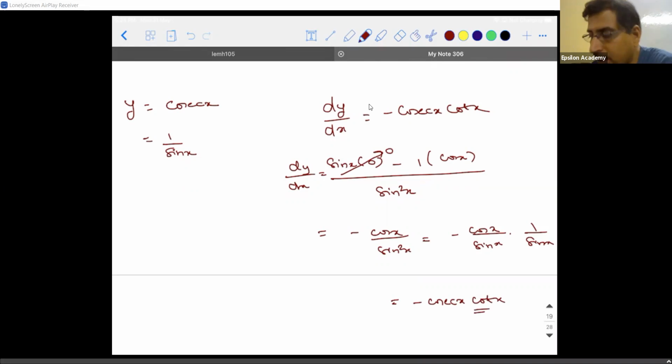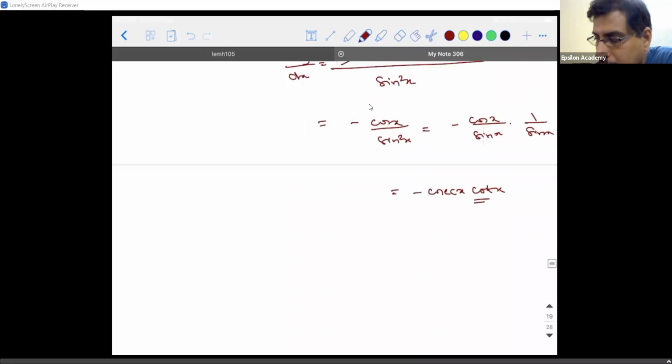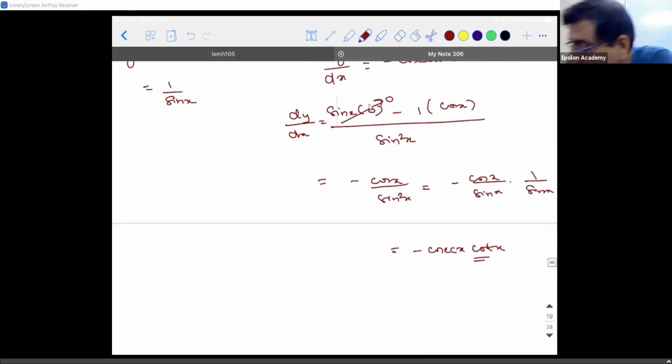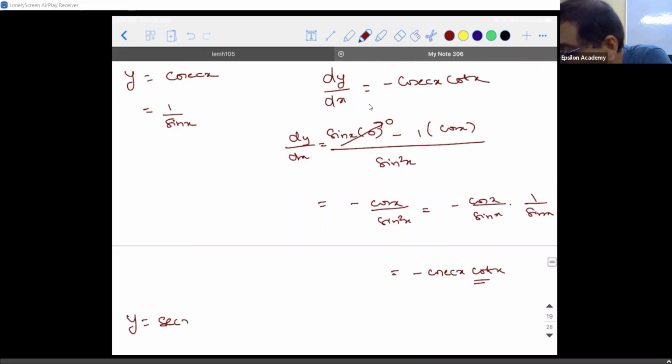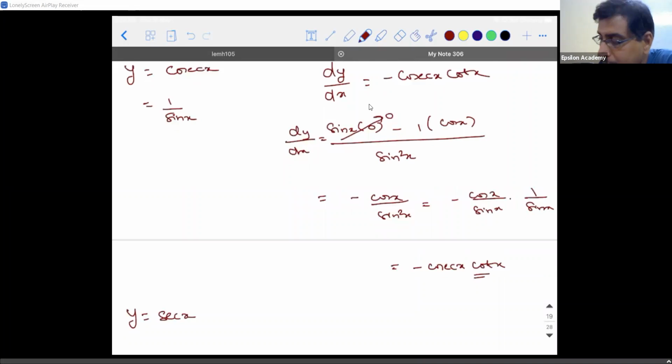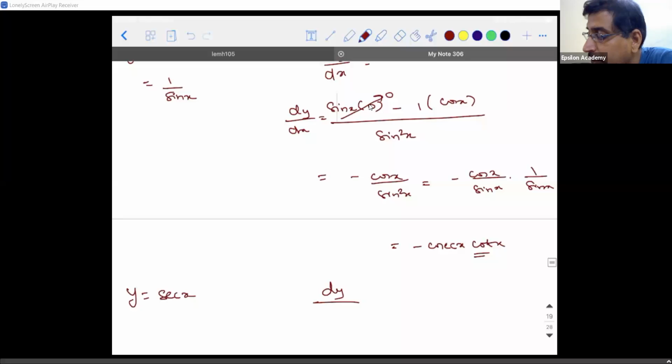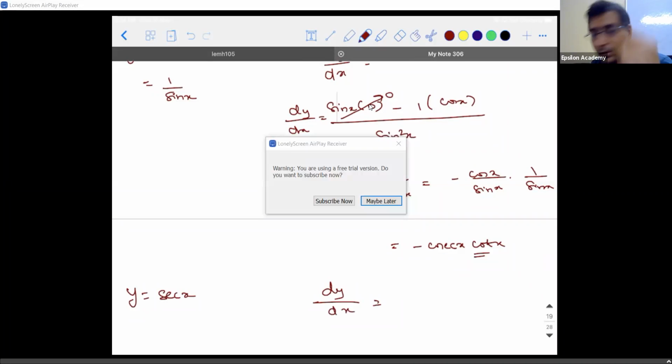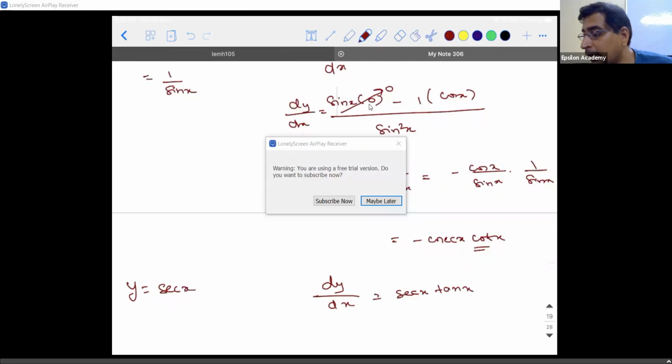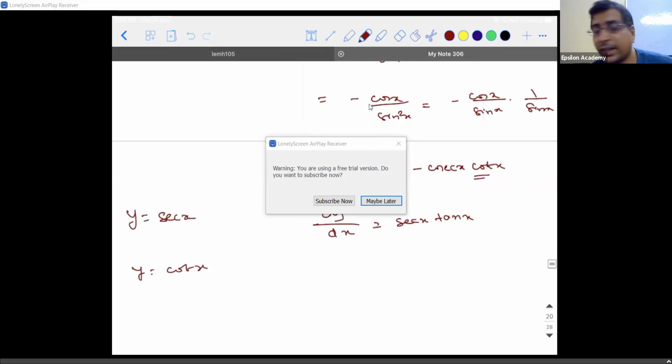In a similar context, what is the value of the derivative of y is equal to secant x? You need not sit and solve it, I'll directly write the value. If you know, you can tell me, or if you feel you can do it faster, you can do it and tell me. Secant x into tan x. Perfect. So it is secant x into tan x. In a similar way, what is going to be the derivative of y is equal to cot x?